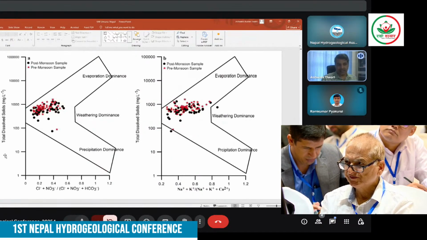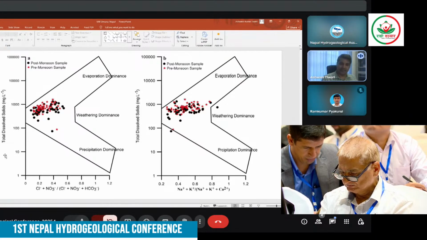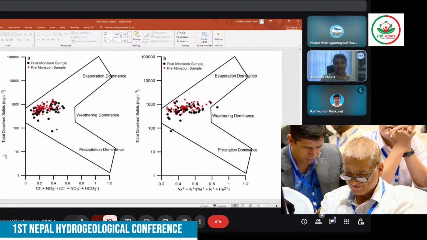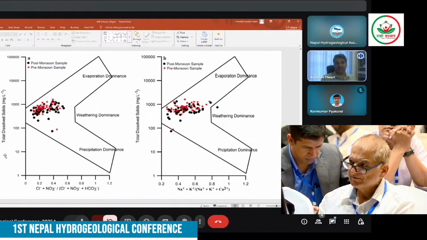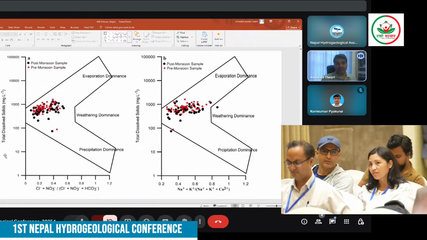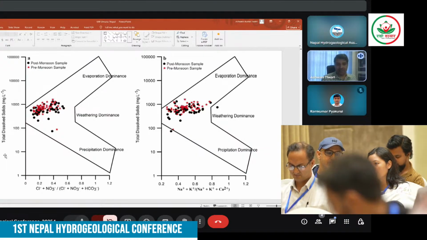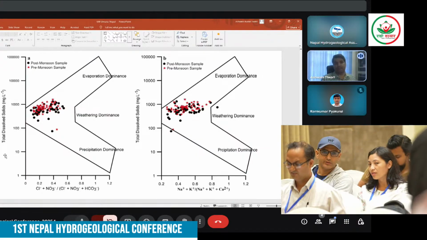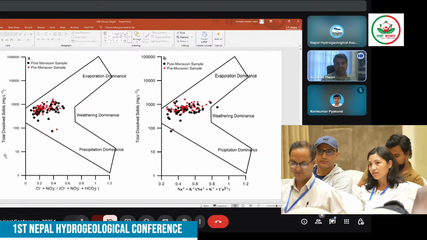We have also plotted our data in a Gibbs diagram to understand whether the chemistry is dominated by precipitation, by weathering, or by evaporation. The majority of the samples plot in the weathering dominance field, which indicates that the groundwater geochemistry of the study area is mainly controlled by weathering processes.